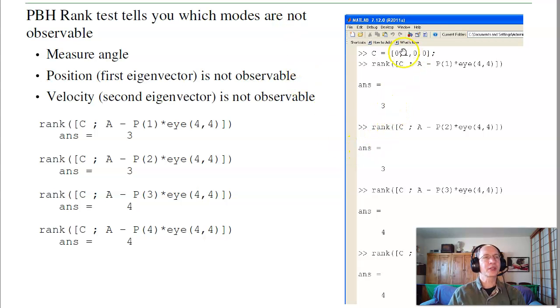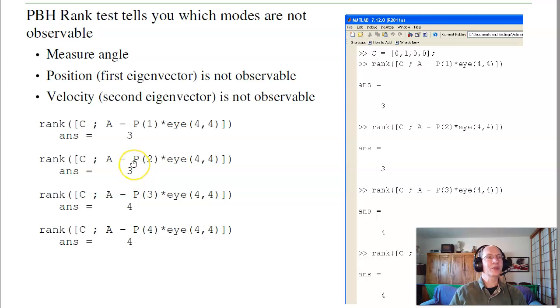And if I try to find out, if I'm just measuring angle, which modes are observable? Again, it's the first and second mode are not observable. That eigenvector is position velocity. I can't tell you position by monitoring angle. I can't tell you velocity by monitoring angle. So there's where the PBH test kind of comes into play.